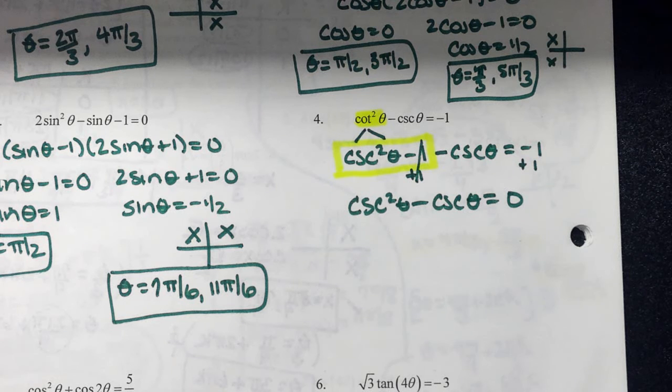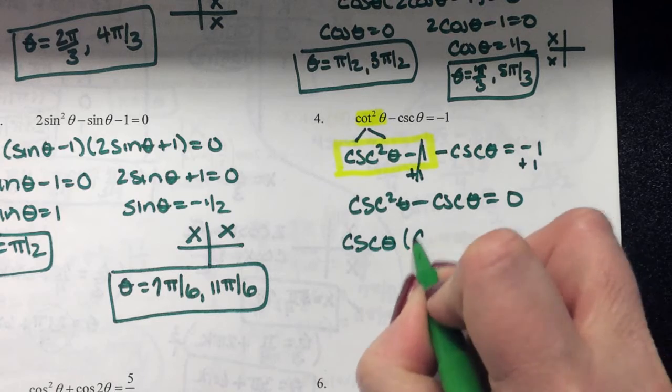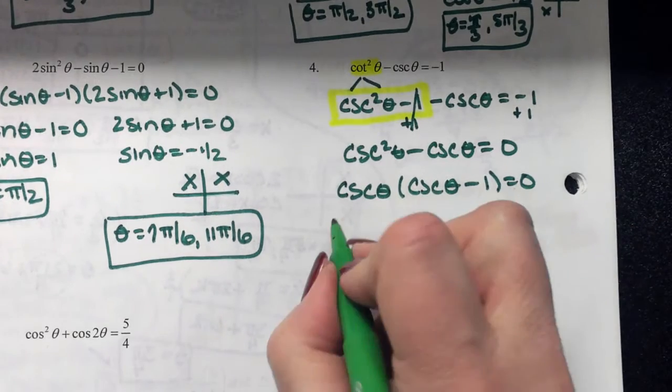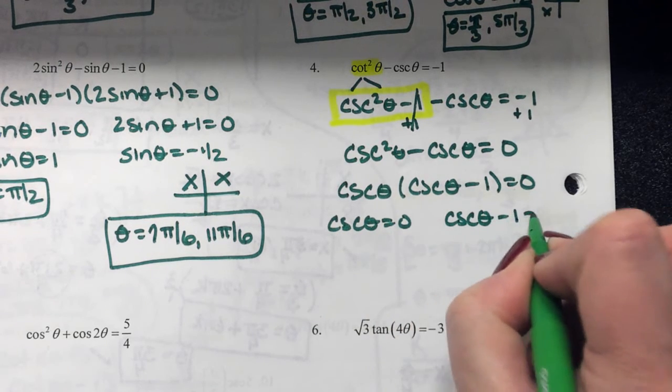So now how do we solve this quadratic? What factoring technique am I going to use? Take a cosecant out. Use your GCF. So now I'm going to set my cosecant theta equal to 0, and cosecant theta minus 1 equal to 0.